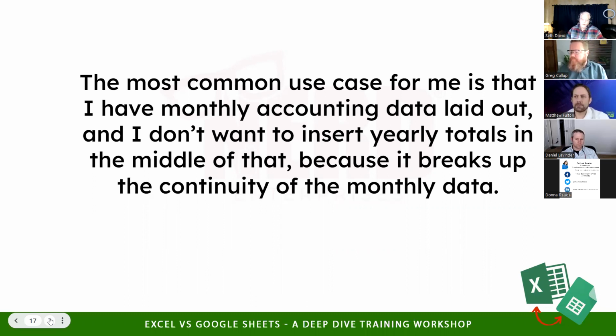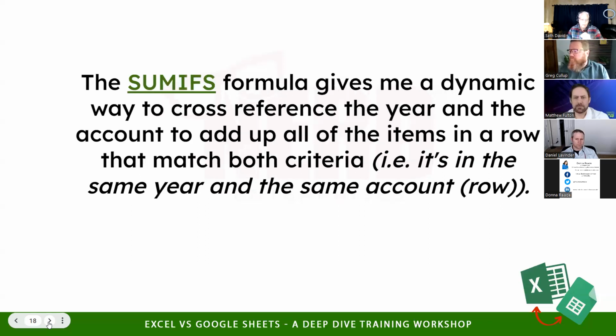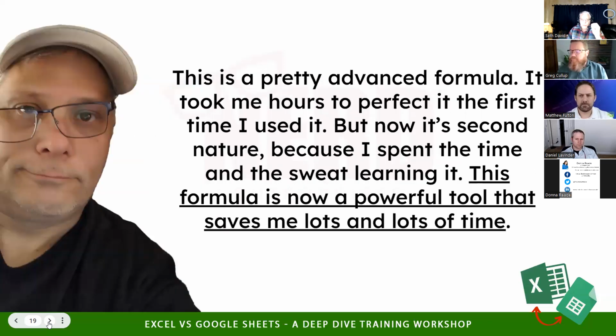So very, very efficient. And there's an example of a complex formula, but if you take the time, and it might be hours, it took me hours to really understand SUMIFS, but in the long run, it saves me many, many more hours than what I spent learning it, right? So again, it gives me a dynamic way to cross-reference the year and the account to add up all the items in a row that match both criteria. In other words, it's in the same year and the same account. Okay, this is a pretty advanced formula, like I said, and it took me hours to perfect, but now it's second nature because I took the time to learn it. And so now I don't have to think twice about it.